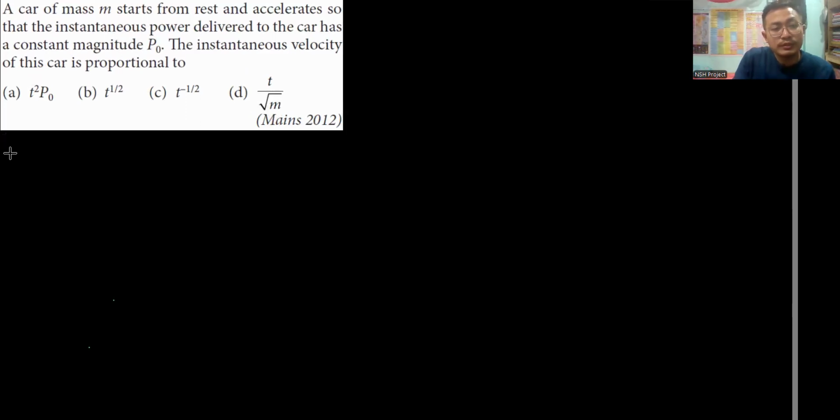Question number 59. A car of mass m starts from rest, so u equal to 0. It accelerates so that the instantaneous power delivered to the car has a constant magnitude. The power p is equal to p naught, which is constant. The instantaneous velocity of this car is proportional to? So my velocity is v.